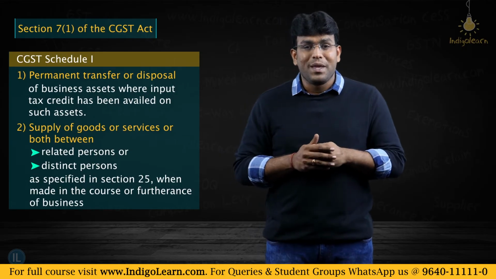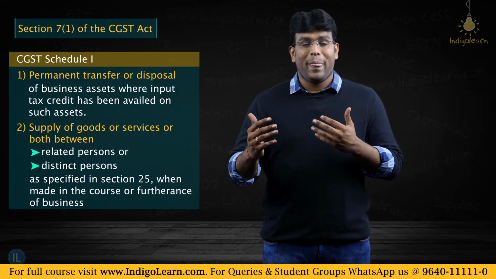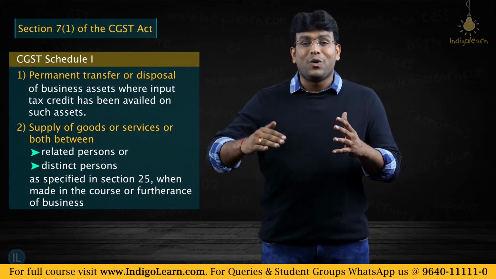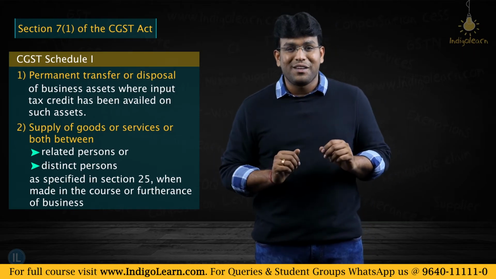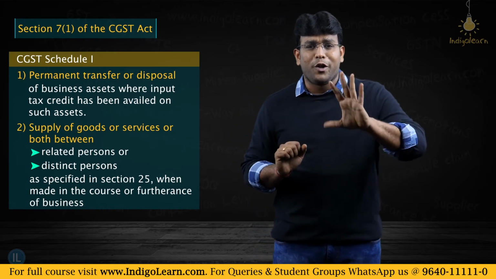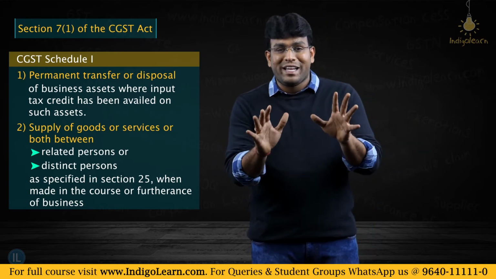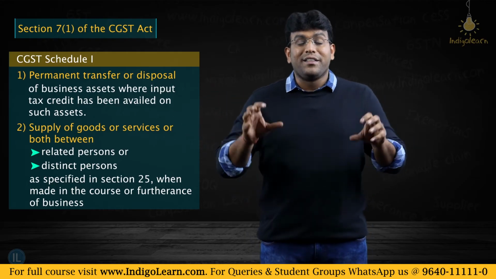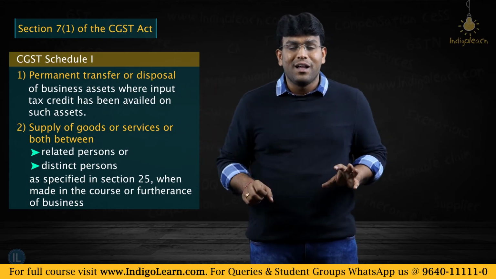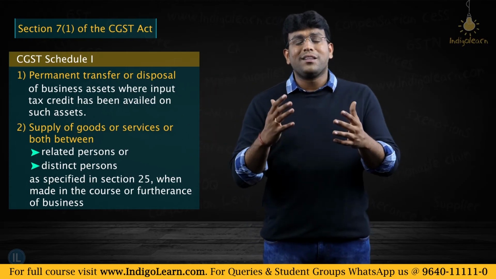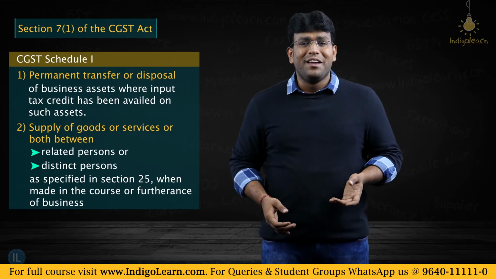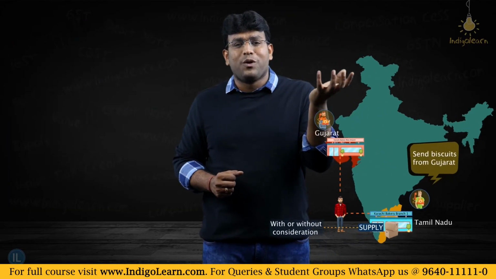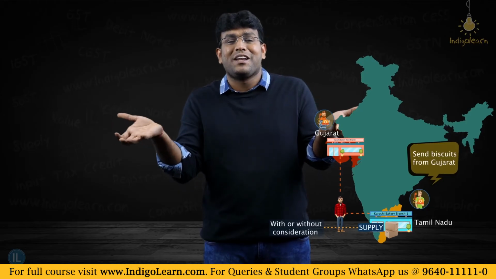The second point says supplies between distinct or related persons in the course or furtherance of business. This point will take a lot of time to understand. Now when I say supplies between distinct or related persons in the course or furtherance of business, the big question which will come is, who are these persons called distinct persons? Sometime back I told you very clearly, there is something called Karachi Bakery Gujarat, Karachi Bakery Chennai.